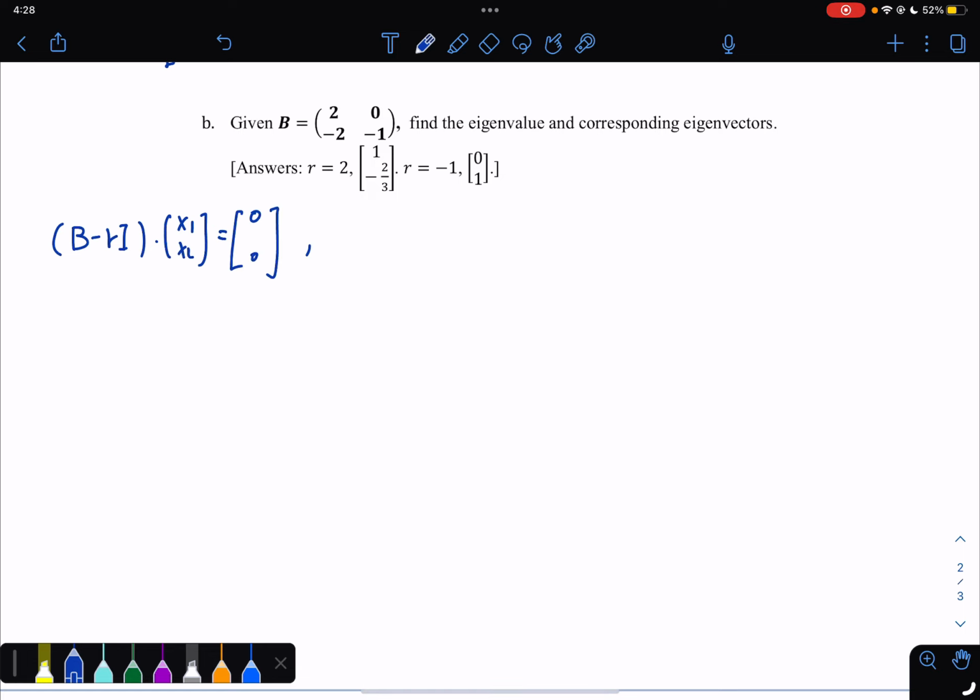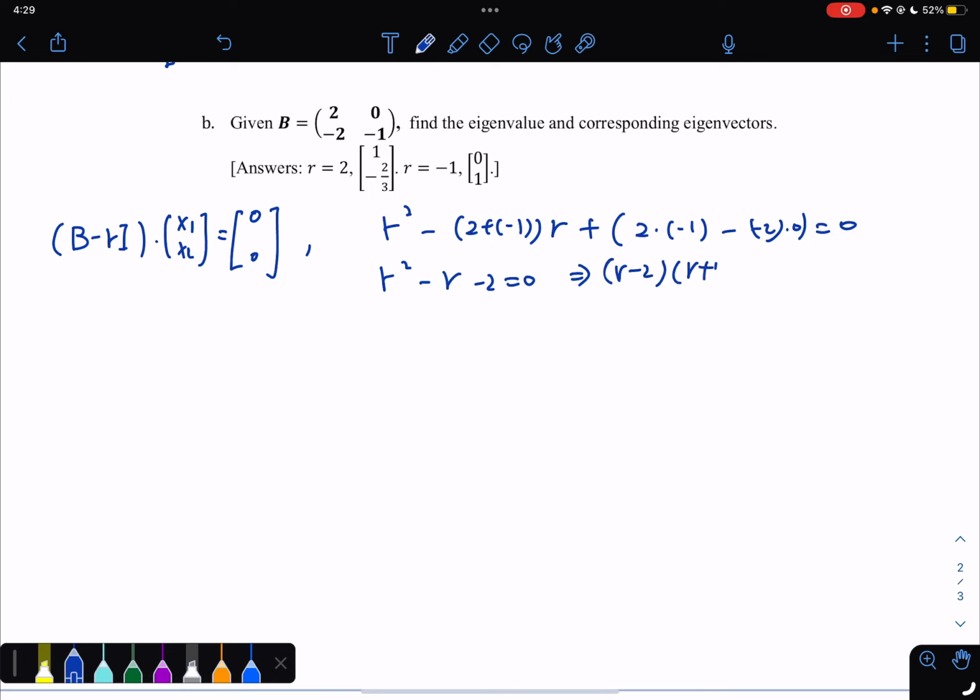You can use the formulation directly, which is r squared minus the diagonal entries added together, 2 plus -1, and then plus the determinant. So 2 times -1 minus -2 times 0 being 0. So you have r squared minus r, and then -2. So you end up with (r minus 2)(r plus 1). So you end up with r being 2, r being -1.